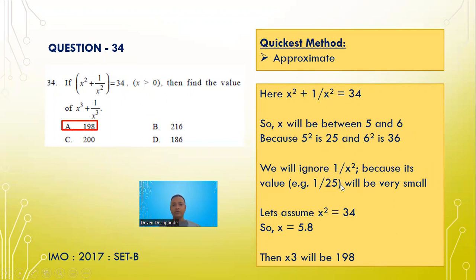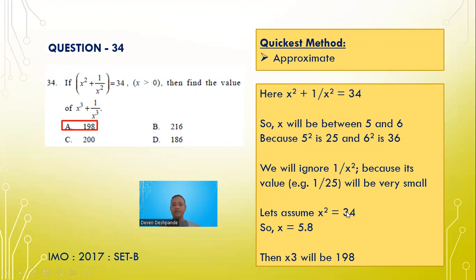We'll ignore 1 upon x square because if x was 5, then 25 plus 1 upon 25, and 1 upon 25 is very, very small, isn't it? 1 upon 25 is 0.04. So let's assume x square is 34. Just x square is 34. We'll ignore 1 upon x square, which is very small. So just x square is 34.